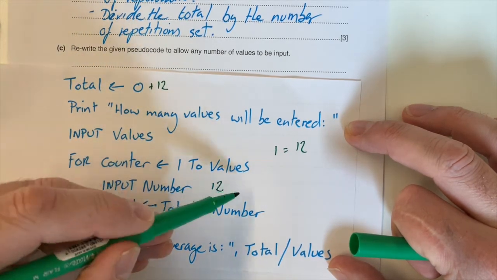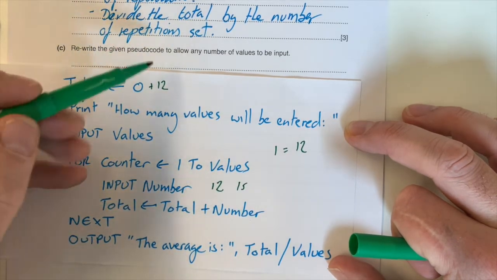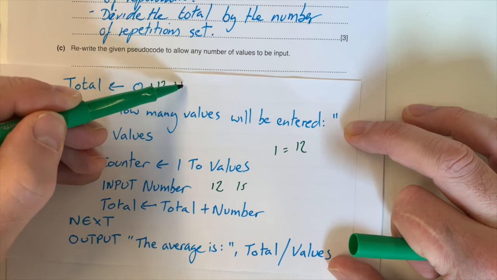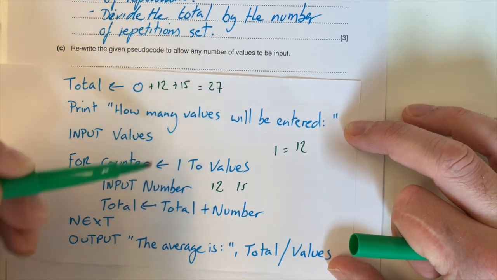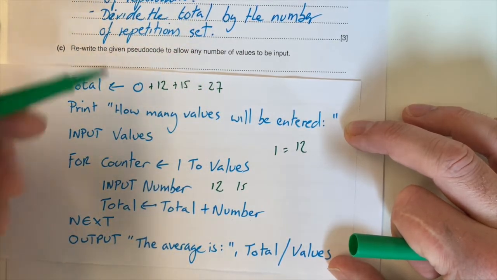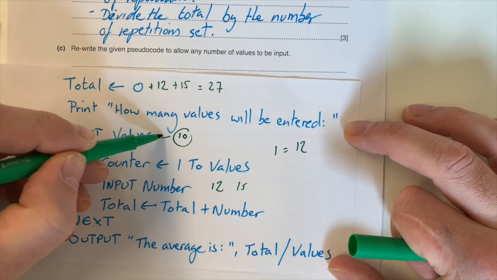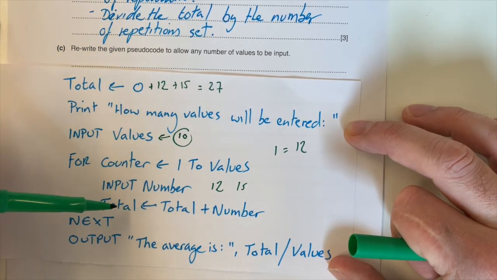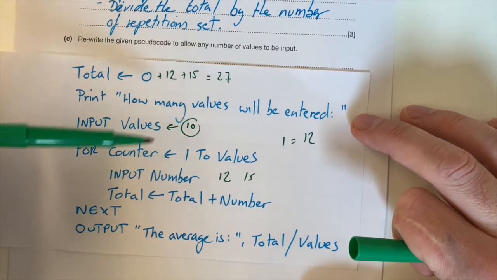It'll go around again, the person might enter 15. So it goes around again, and we add 15 to the total. So the total now becomes 27. And it goes around again, and it keeps totaling and totaling and totaling until whatever value is put in there, let's say the value is 10, until it's gone around 10 times. Okay, so next, I hope that makes sense.